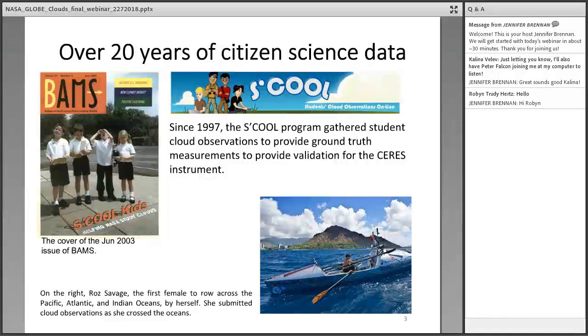As the program grew, right there on the left, there's a cover from some of the first students taking observations. We started getting adults that wanted to also submit their observations. So we call these rovers within the school program. And on the bottom right, you see a picture of Roz Savage. She is the first female to row across the Pacific, Atlantic, and Indian Oceans by herself. And while she was doing this, she was making cloud observations and submitting them to us as she rowed across these oceans. So, amazing people making cloud observations.